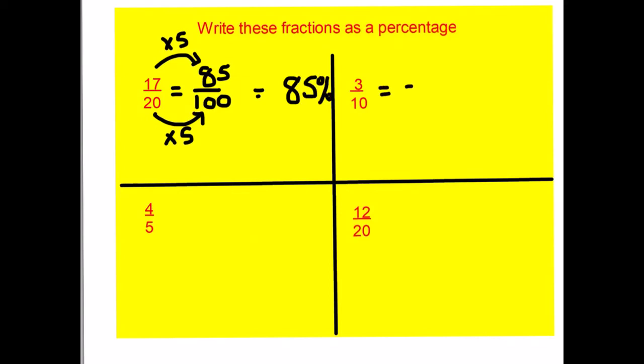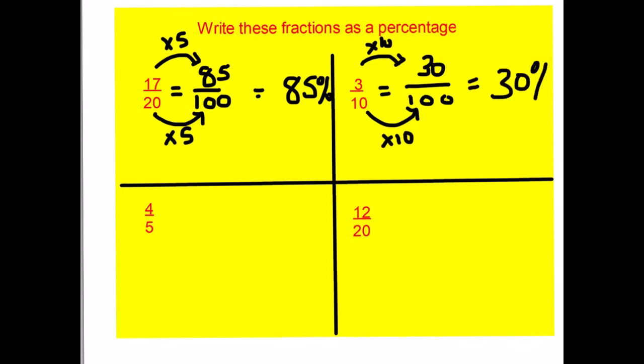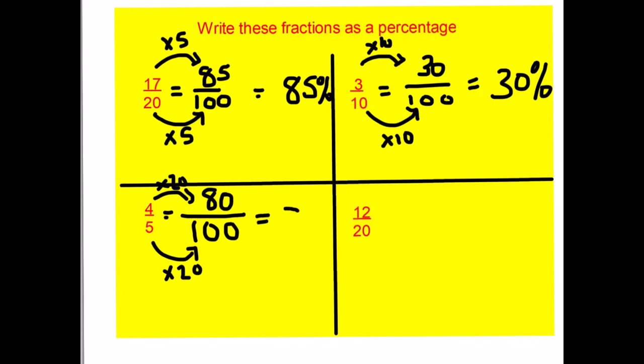My next one, again turn it into 100ths first. To get from 10 to 100, you times it by 10. So you have to do the same to your top line, times that by 10, which gives me 30 over 100, which is 30%. Third one, so to get from 5 to 100, I multiply it by 20. So I must do the same to the top, multiply it by 20. 4 20s are 80, give me 80 over 100, 80%.